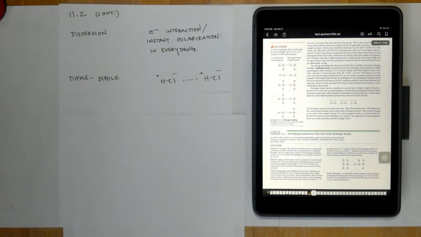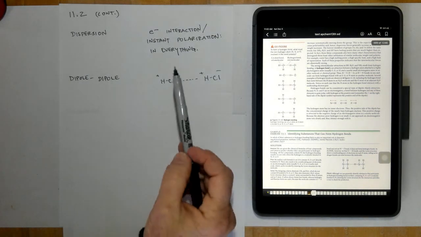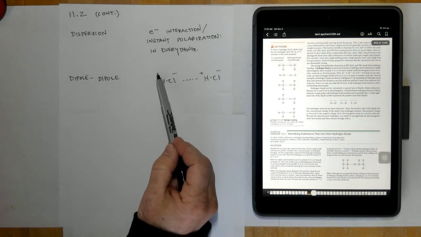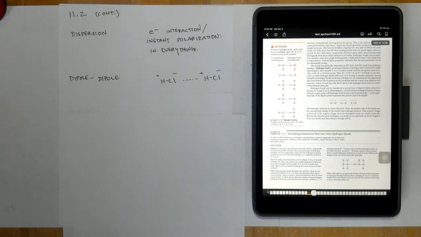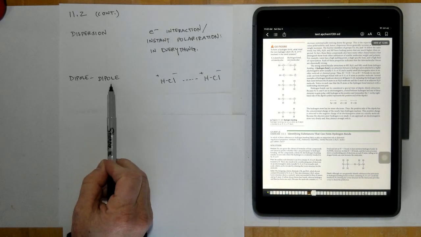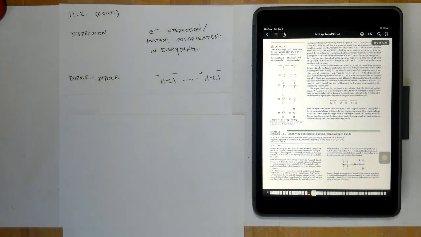The second kind are called Dipole-Dipole Forces, and these happen in molecules that are polar. So there's more of a positive area here, more of a negative area here, and the positive, of course, attracts to the negative. These only happen in polar molecules. Remember, dispersion happens in everything.